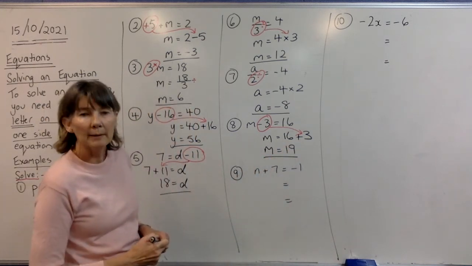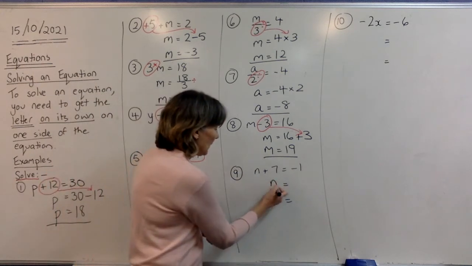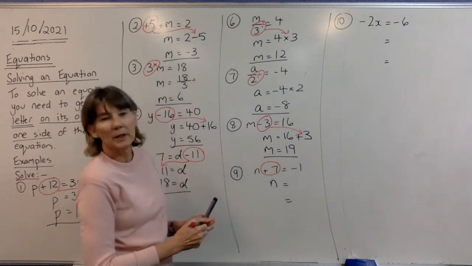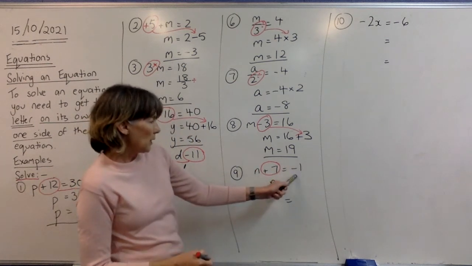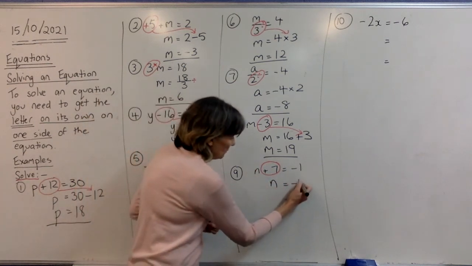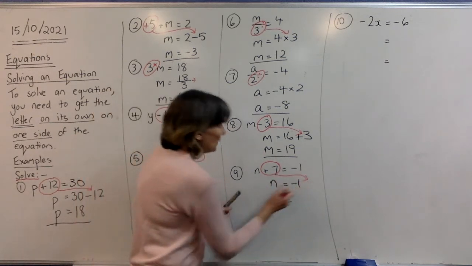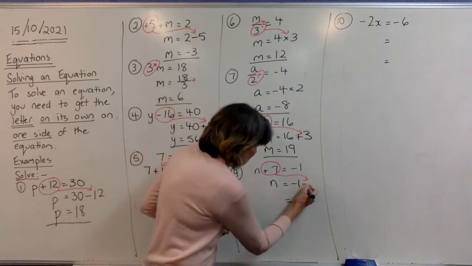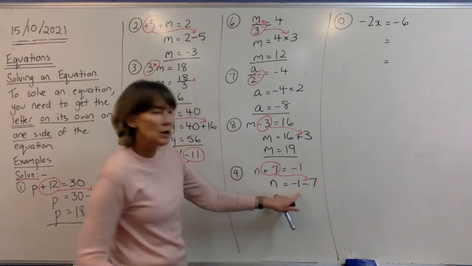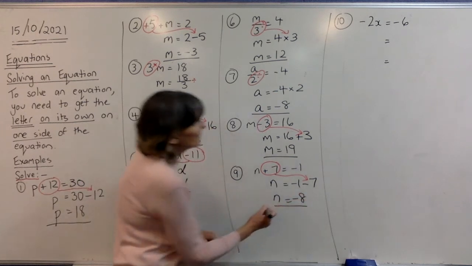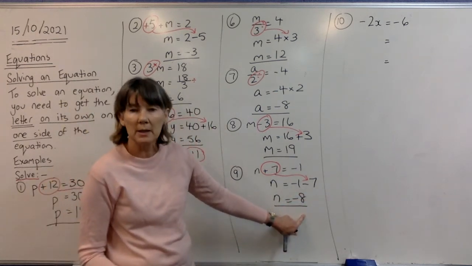All right, number 9. Keep your letter. Get rid of the +7 that's with the letter. It's going now. So we're going to copy down our -1. What's the opposite of +7? -7. Write it down. Use your calculator. Type it in. And you'll get -8. So we've got n equals -8.